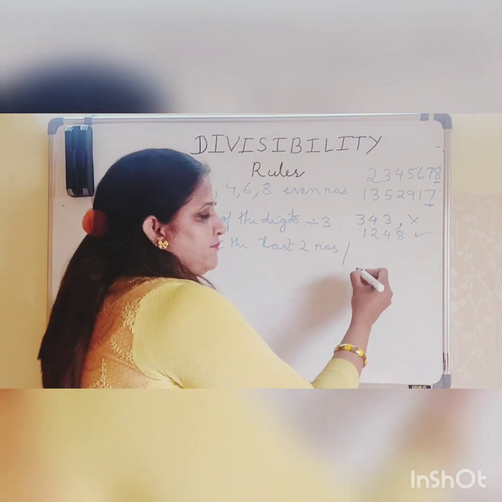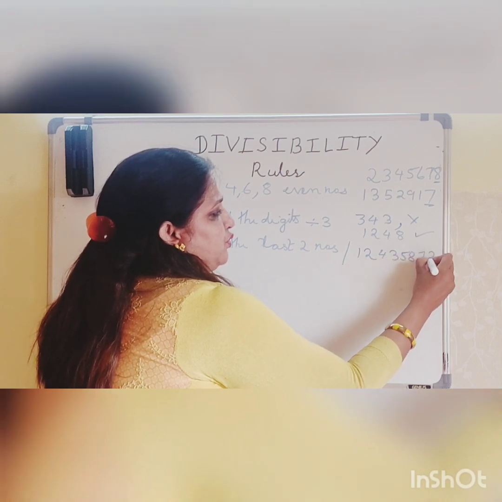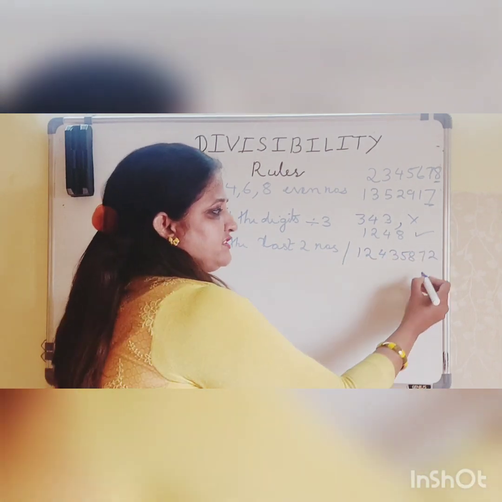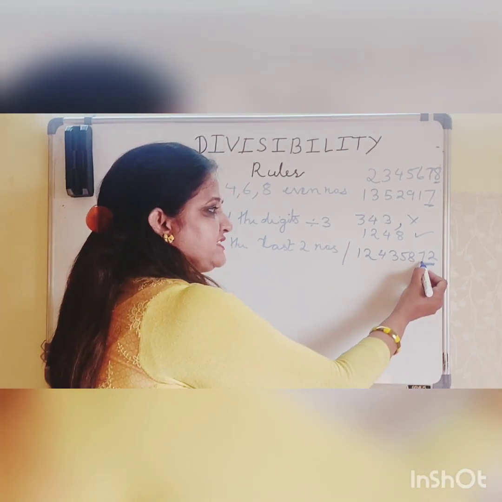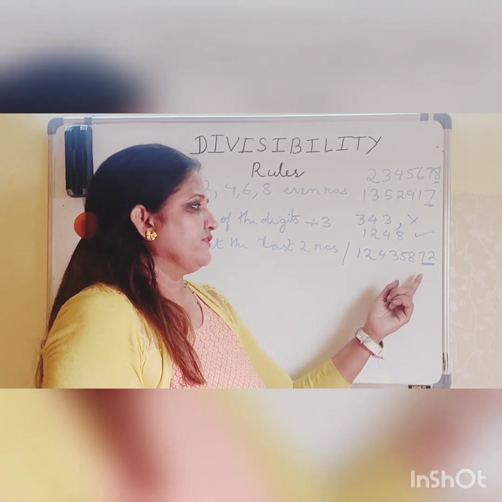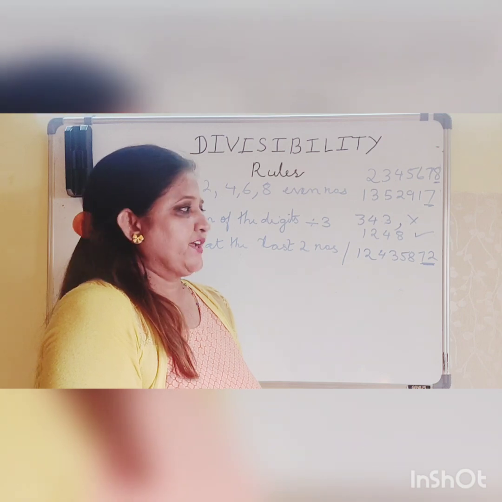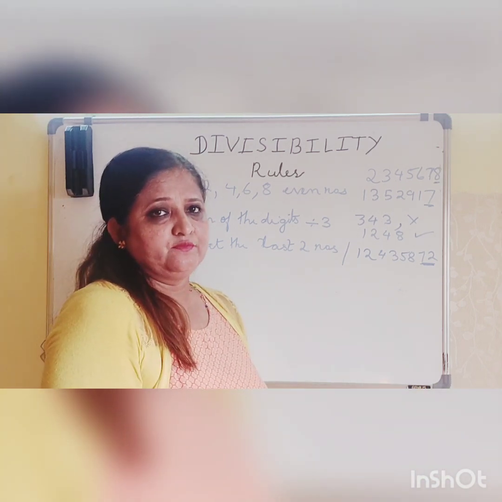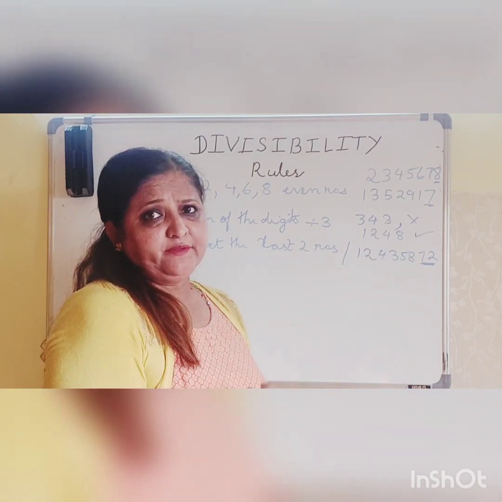So let me pick up an example to explain. Suppose the number is 1, 2, 4, 3, 5, 8, 7, 2. So what do we have to do? You simply have to look at the last 2 digits of the number. Last 2 digits is 72. We can simply do it mentally also. 72 is divisible by 4 or not, that we need to check. So it's divisible by 4, right? So the whole number will also be divisible by 4.